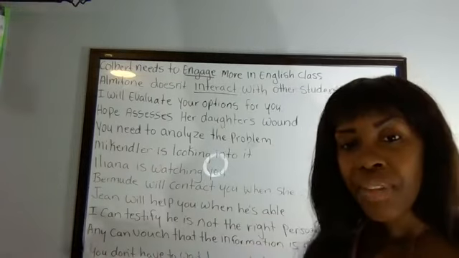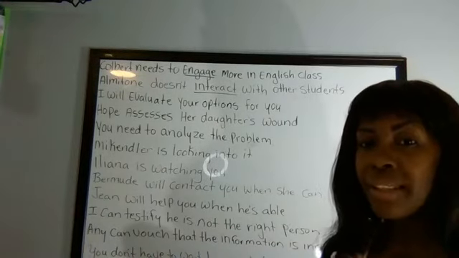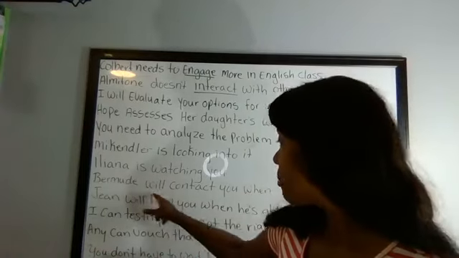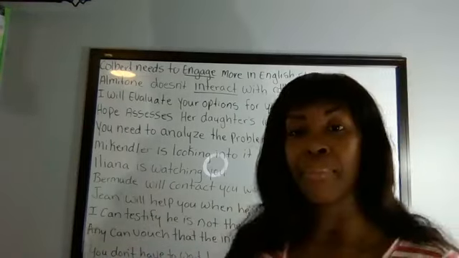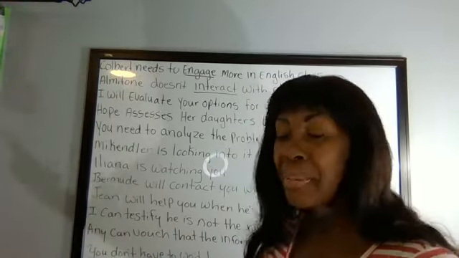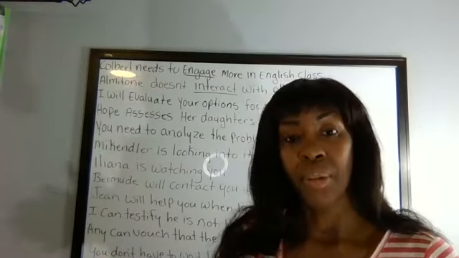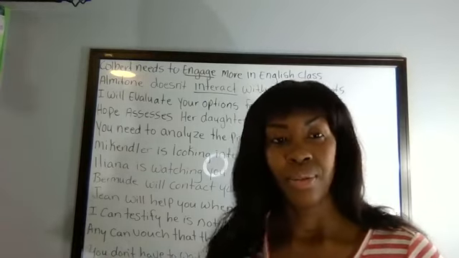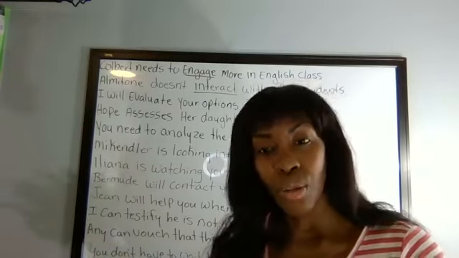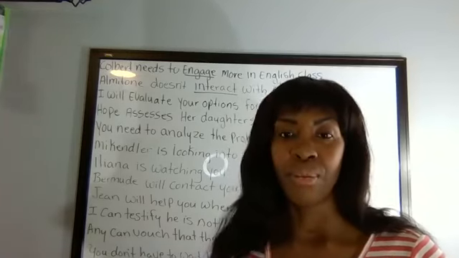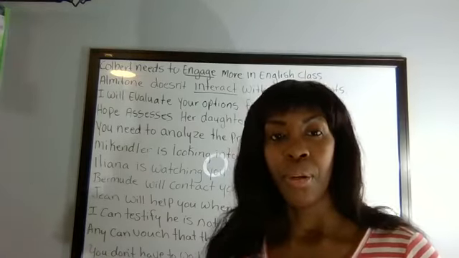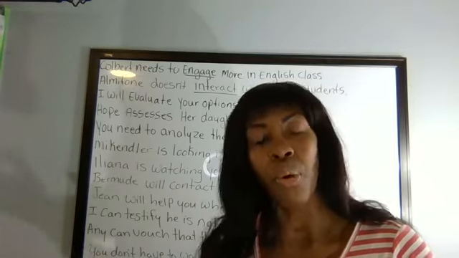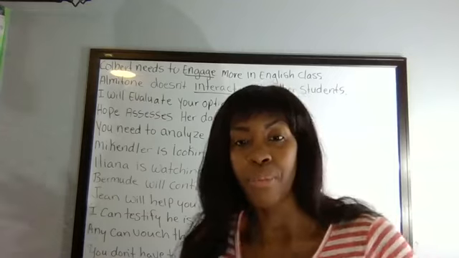All right? Bermude will contact you when she can. Okay? Will means in the future. Okay? So keep in mind, I will see you. I will talk to you. I will help you. Okay? When you say I will do something, it means you haven't done it yet, but you have a plan to do it.